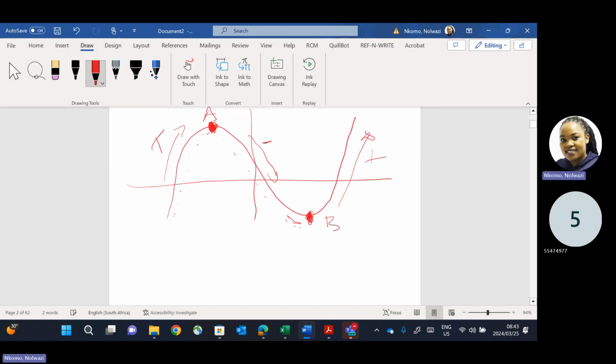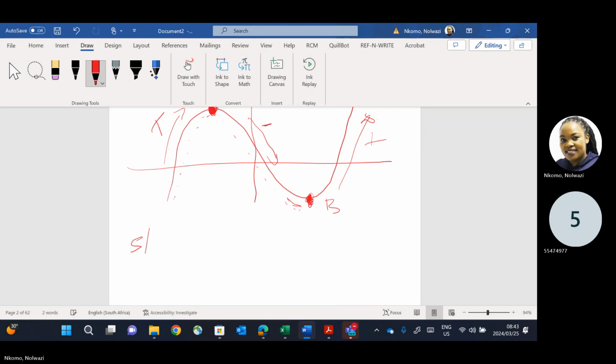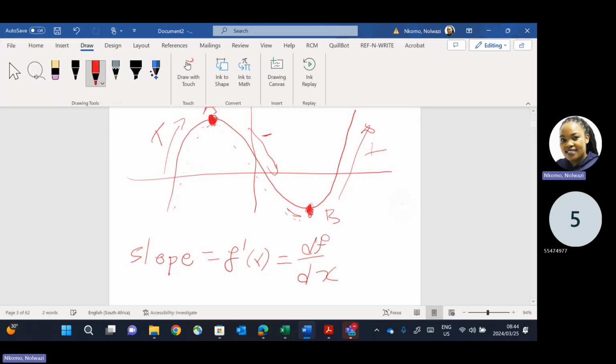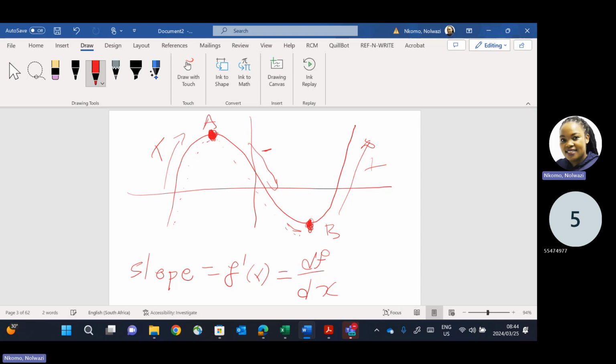Say slope equals f prime of x. Remember, f prime is the derivative, which is the gradient, equal to df over dx, right? Remember I said optimization is just the process of finding the maximum points and the minimum points, right? And I said these are the maximum and the minimum points, and again, here the slope is 0.